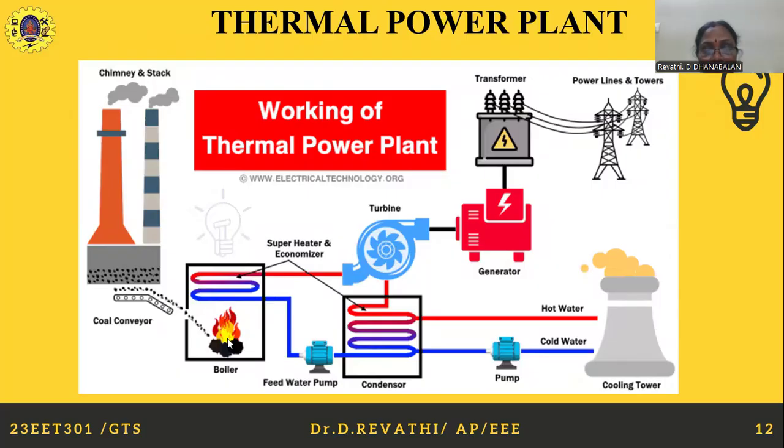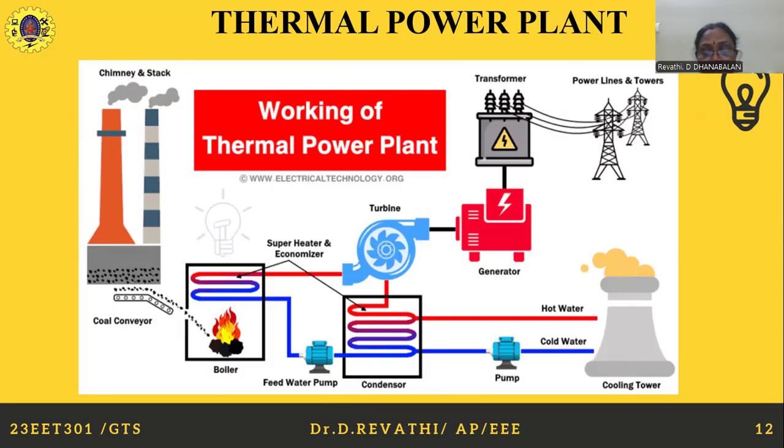So here are the boiler, superheater, economizer, turbine, generator, cooling towers, condenser, feed water pump, and chimneys. Let's see them one by one. First, the main component of the thermal power plant is the boiler. The boiler is where fuel is burned to generate steam.